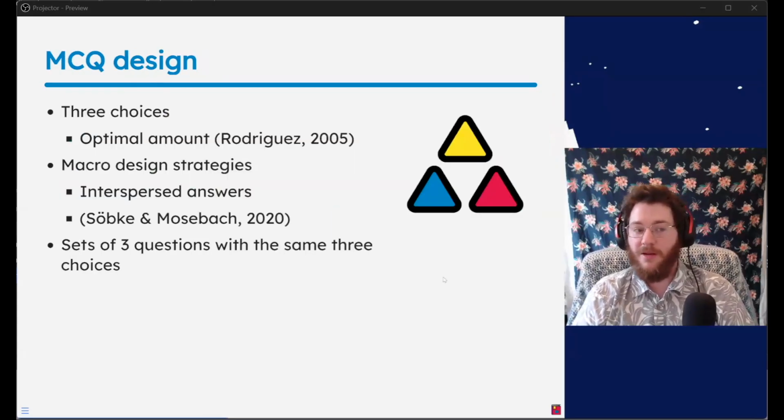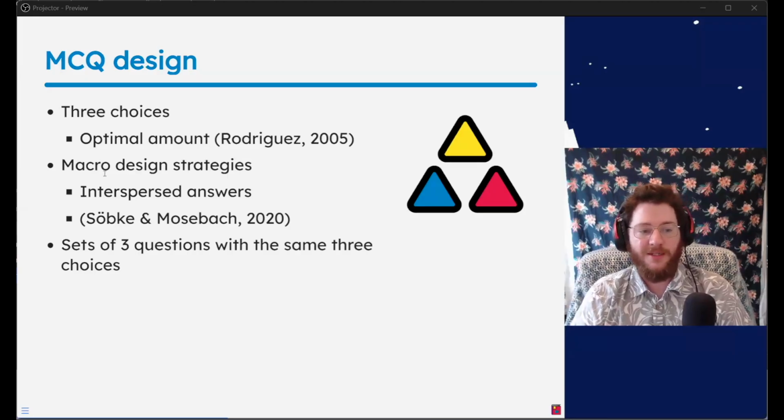So let's talk a bit about MCQ design. This is the way I like to do it. Again, do what you feel is best, but I like to give three choices per MCQ. I think primarily you'll only see four choices, but this study found that three choices is optimal. I also find it's easier for the students, but also easier for you to think of three choices rather than having to think of four choices all the time.